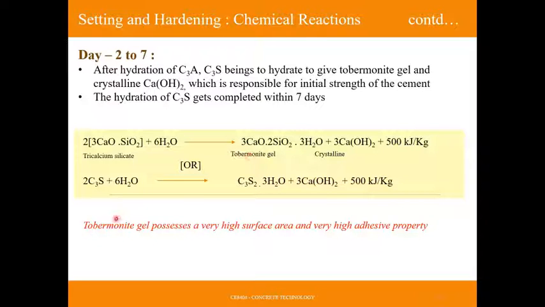The tobermorite gel possesses very high surface area as well as very high adhesive properties. So it is responsible for binding all materials in the concrete. Also, due to its high surface area, it will occupy more volume, which results in the filling of pores in the concrete.